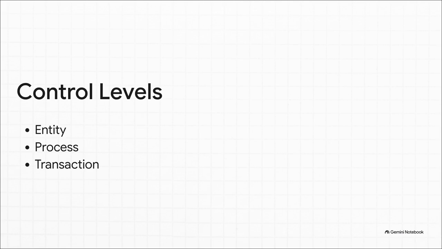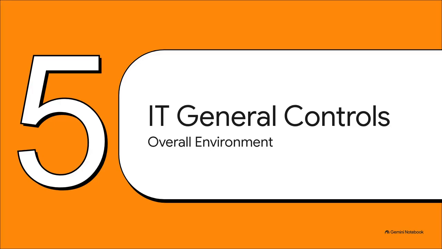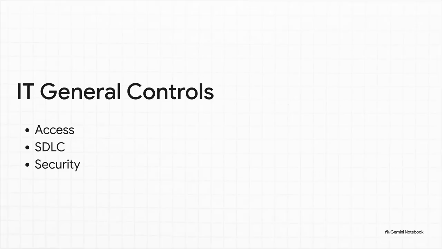Moving on to Section 5, IT General Controls. Before you even think about securing specific applications, you have to secure the overarching IT environment. There are 4 major IT general controls you absolutely must know. First, logical access controls. These limit system access via authentication and authorization, basically requiring strong passwords.